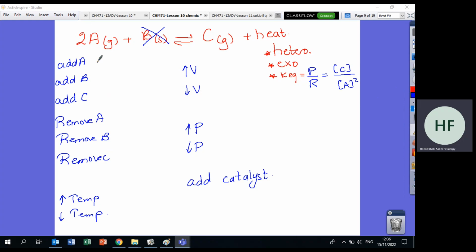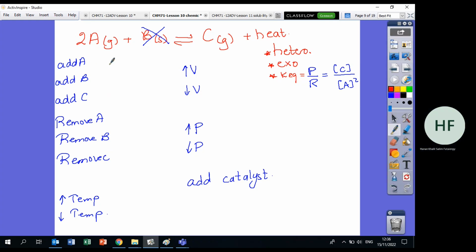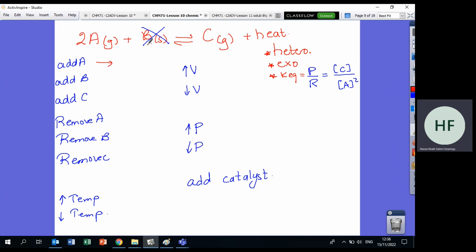Okay, add A, the reaction will move. This is my house, forward. Add B, تذكروا no effect because B is solid. Adding C, this is my uncle, backward. Okay, remove A, I don't have A, my uncle will give me. Remove B, no effect لأنها solid. Okay, remove C, my uncle do not have C, we will give them.